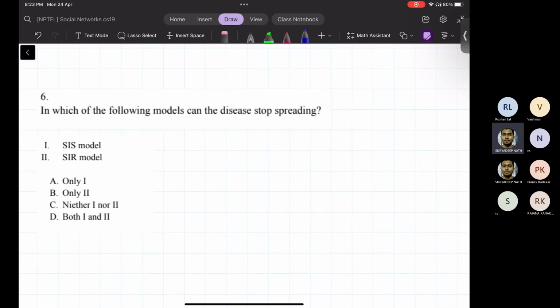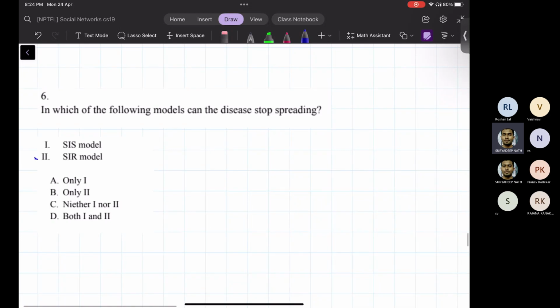The next question: in which of the following models can the disease stop spreading? In the SIS model, one node can become susceptible, get infected, and again recover and become susceptible. So in the SIS model, the disease can keep on spreading, but in the SIR model, if a node acquires a disease and gets recovered or removed from the network, it does not spread the disease anymore, or acquire the disease again. So in the SIR model, the disease won't spread. So option 2 is the correct answer.